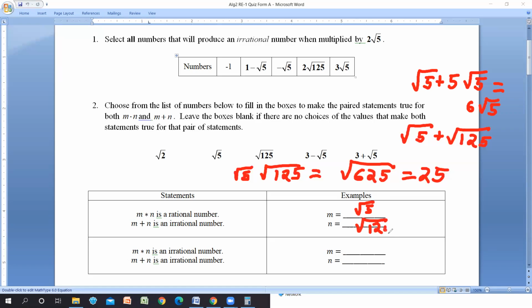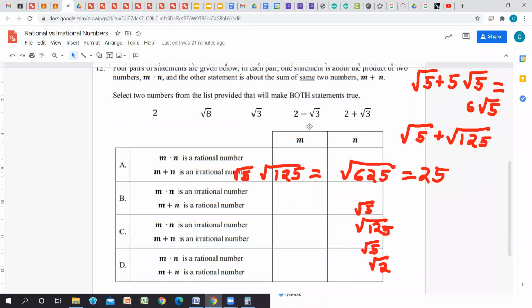All right? So that's sort of what we're doing here. We want them both to be irrational. We could use 2 numbers like square root of 2 and square root of 5, right? Those, you multiply them, you get square root of 10. Square root of 10 is irrational. You add them, you can't simplify it, so it's still irrational, okay? So I guess that's similar to what we're doing here over on this page.